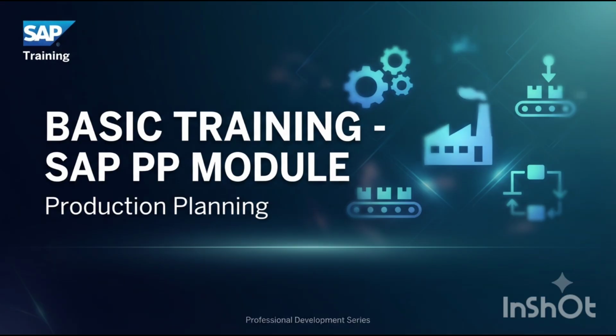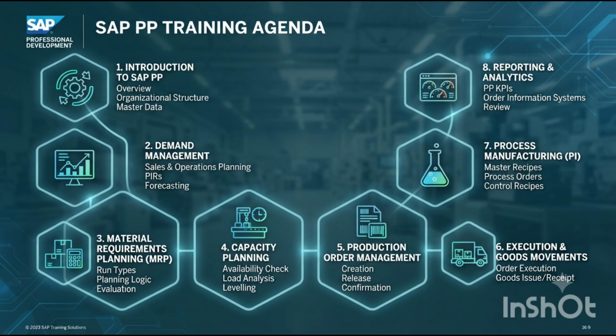In this training, we will follow a clear structured agenda. First, we will understand what SAP PP actually is and its importance. Then we will explore the role of PP within the full SAP system. We will deeply study master data, the foundation of PP. After that, we will cover key processes like material requirements planning, production orders, capacity planning, and shop floor execution. We will also look at reporting, benefits, common challenges, and best practices.